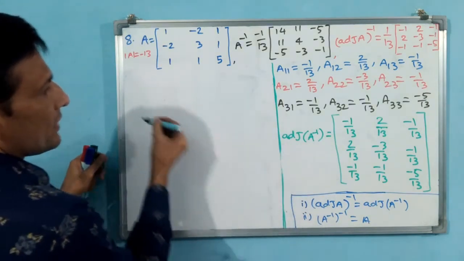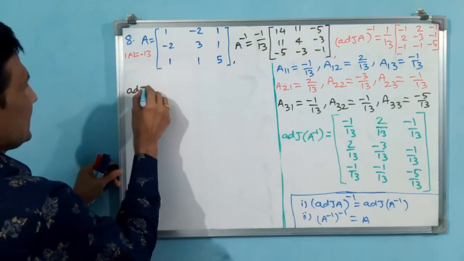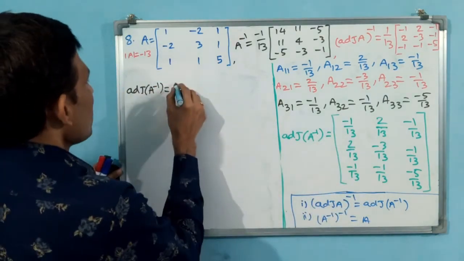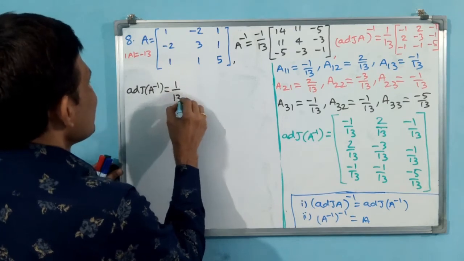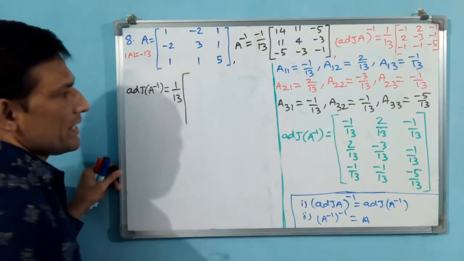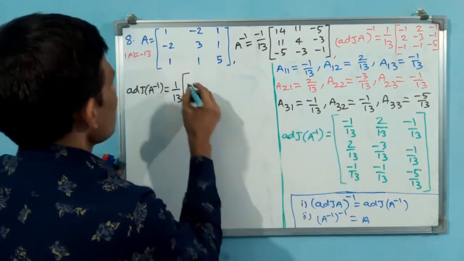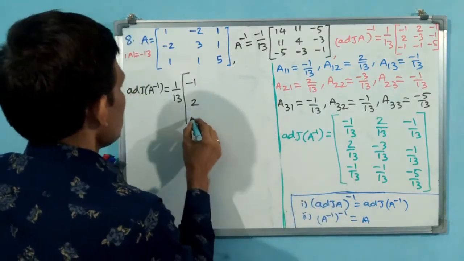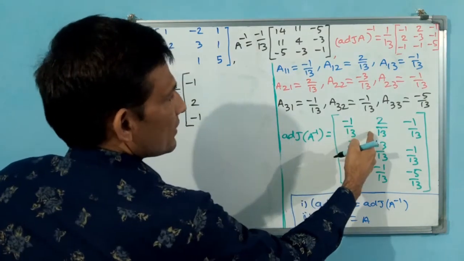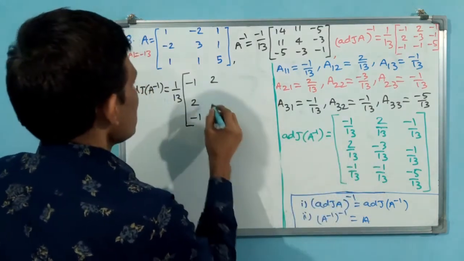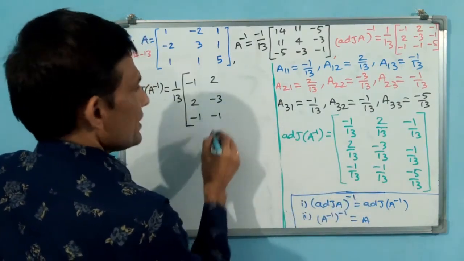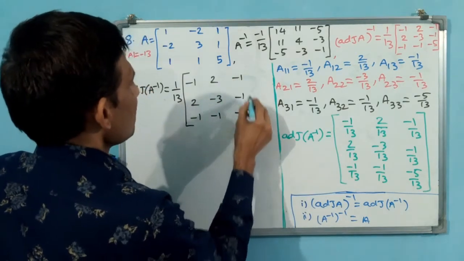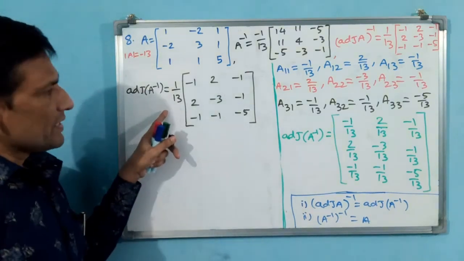Again I am writing the adjoint of A inverse. Taking 1 by 13 outside, the matrix has: minus 1, 2, minus 1; 2, minus 3, minus 1; minus 1, minus 1, minus 5. Okay, 1 by 13 if you take outside.